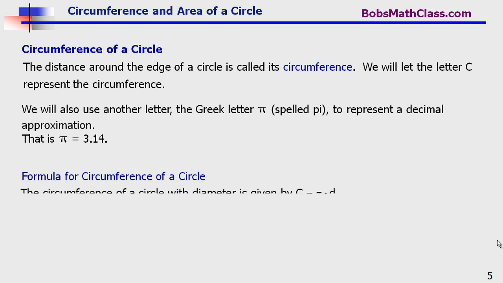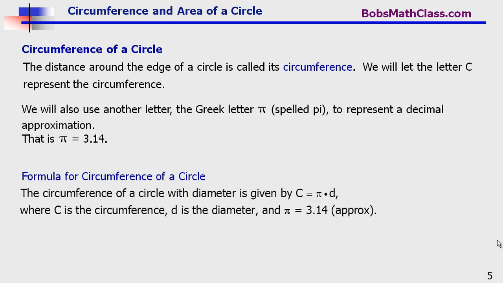Okay, and here's our formula. The formula for circumference is C equals pi times D. Again, C is circumference, D is diameter, and pi equals 3.14.